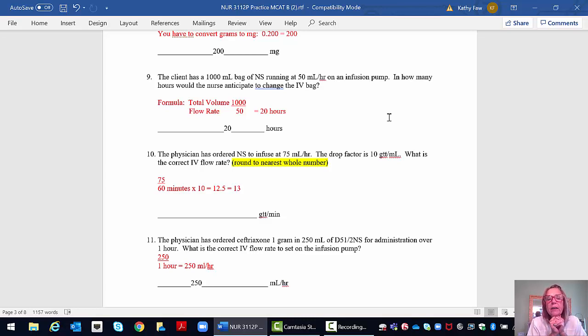So the formula is you take your total volume, which is your 1,000 milliliters, and you divide it by your flow rate of 50 mLs an hour. All right? And that equals 20 hours. So you can anticipate it hopefully not happening on your shift. I hope you're not working 20 hours. Maybe the next day, but definitely 20 hours.